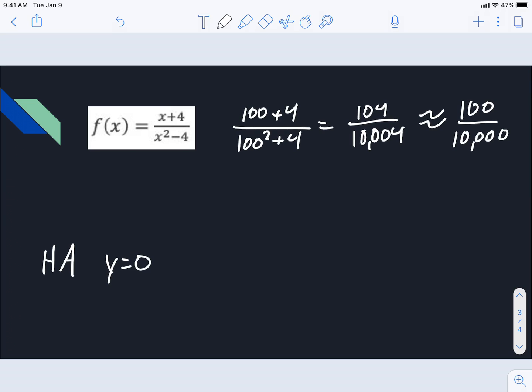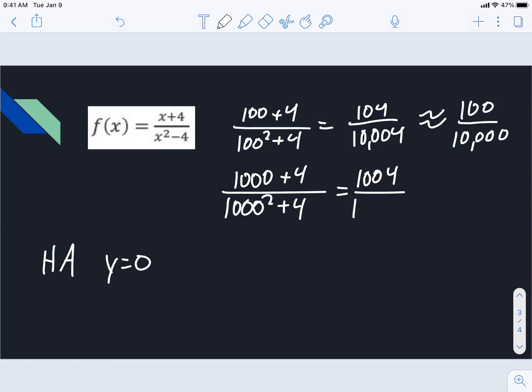Now what if I plug in 1,000? So 1,000 plus 4 over 1,000 squared plus 4. That's going to equal 1,004 over 1,000 squared, which is a million, so 1,000,004. And again, I can round that. That's about the same as 1,000 over 1,000,000.